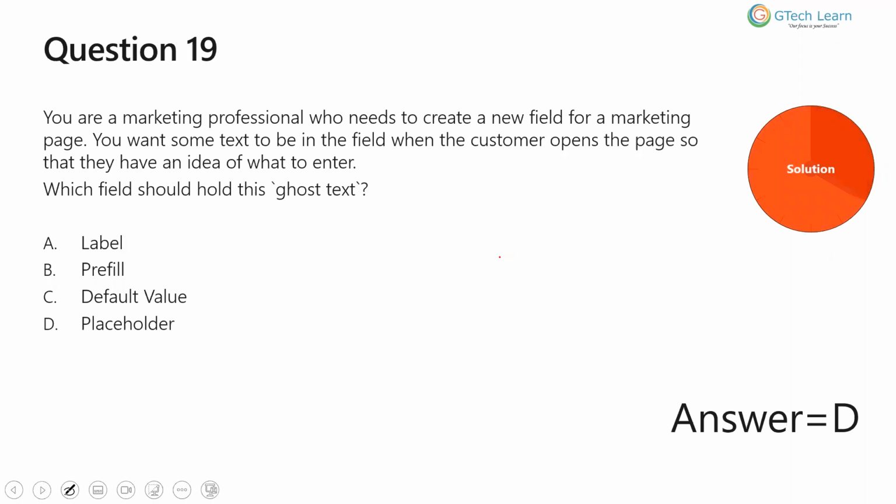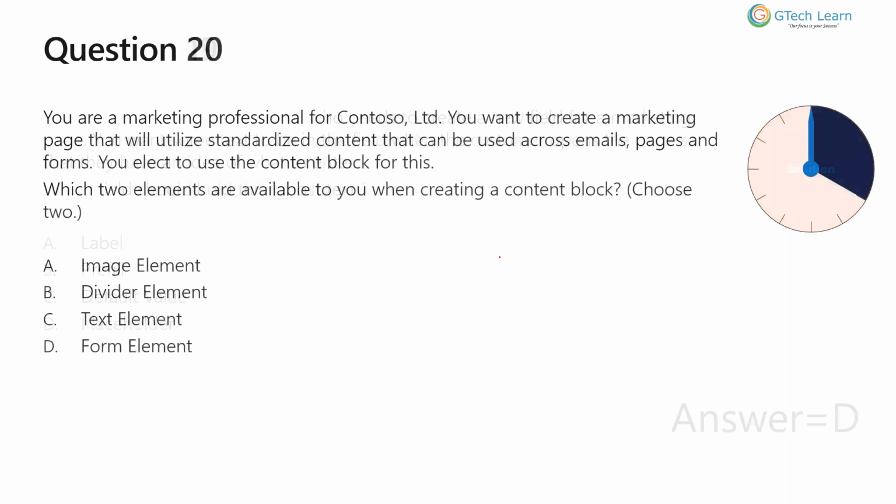Okay, so it's going to be the option D, placeholder. In the placeholder, you can define whatever the value needs to be put up in there, and that is going to act like the tooltip information for that column. So the option D is going to be the right answer.